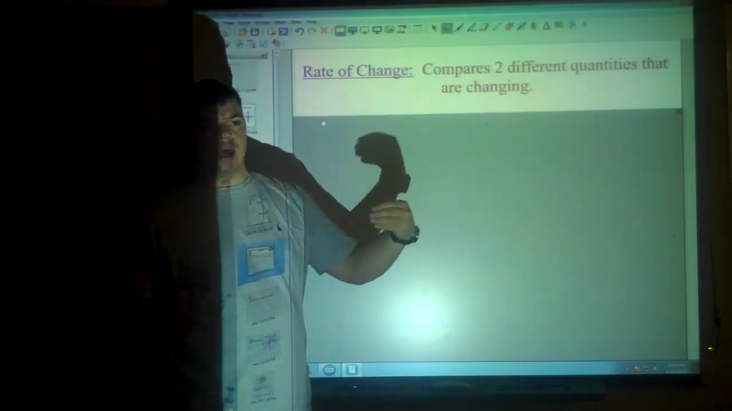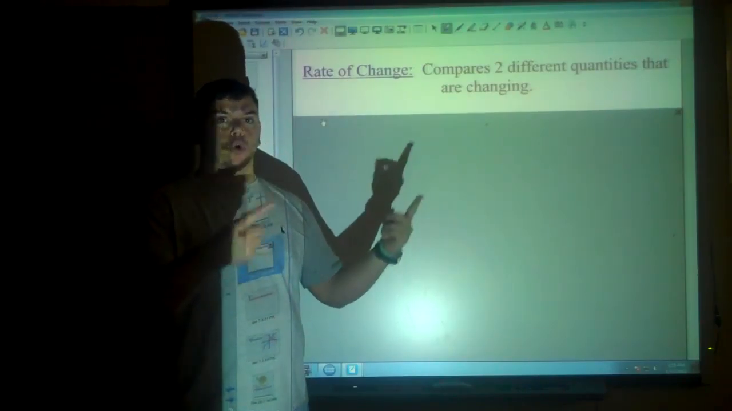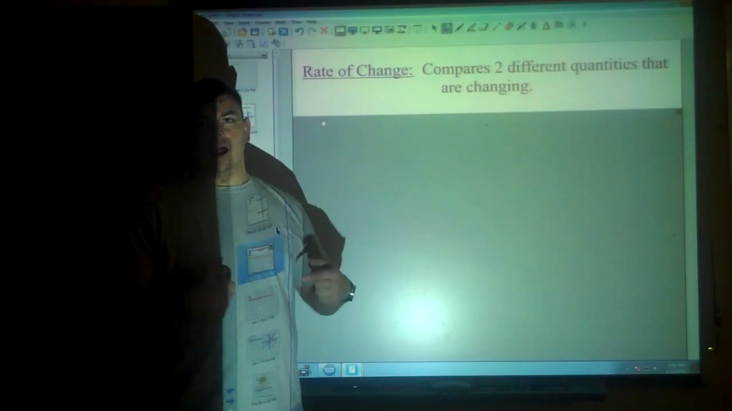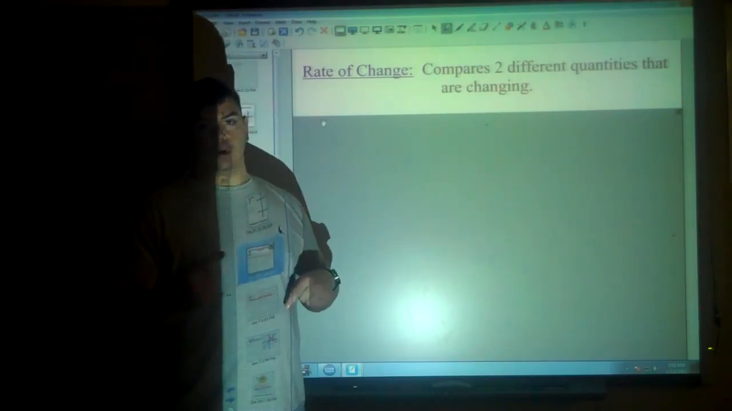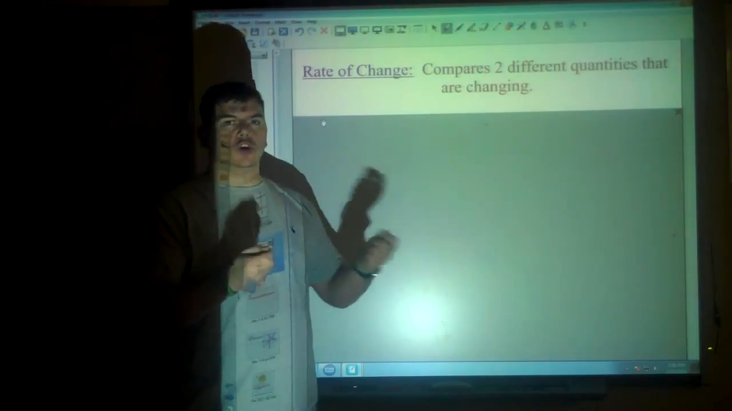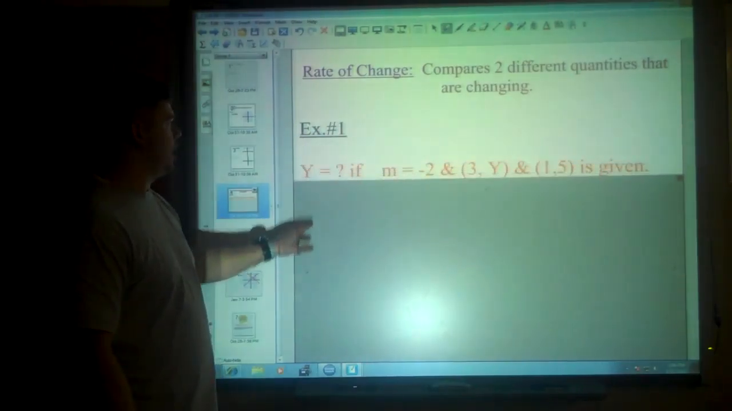if 10 people move in every single month, the rate of change would be it's going up by 10 per 1 month. If it's going down at 5 people per month, then the rate of change would be -5 per 1 month. But it's still two different quantities that are being compared. That's the rate of change.